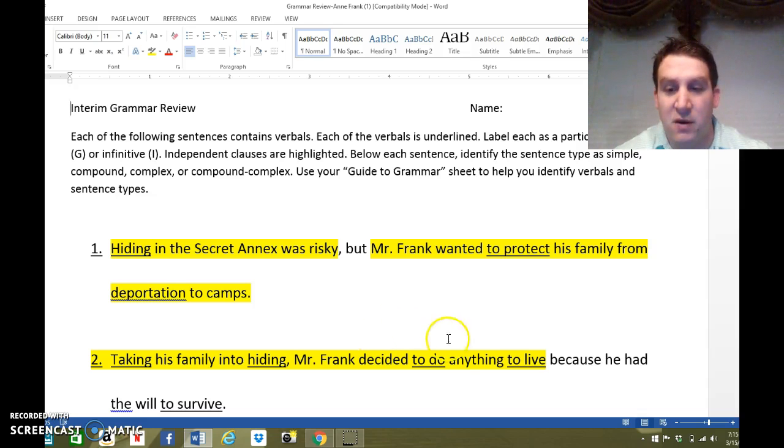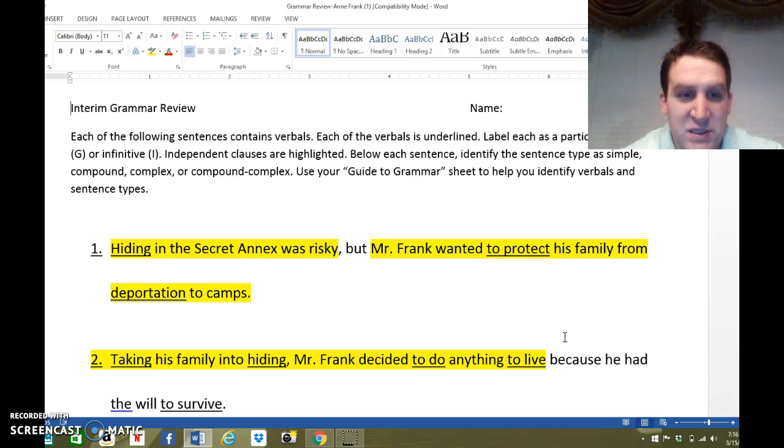Okay? So then we have to go to the second part. It says because he had the will to survive. And obviously we know, from the fact that it's not highlighted, that this is a dependent clause. But let's talk about why it's a dependent clause. The reason why is because the clause starts with a subordinating conjunction. The subordinating conjunction being because. So we have because he had the will to survive. So with an independent clause right over here and a dependent clause over here, what kind of sentence do we have? You would be correct if you said a complex sentence.